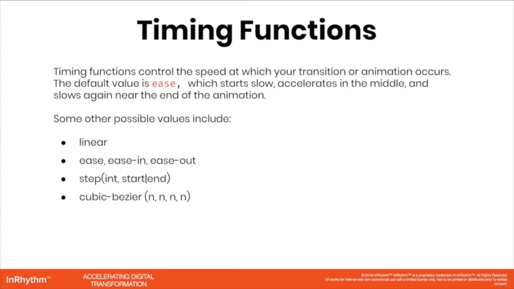again at the end of the animation or transition. Another common value is linear, which, as you might expect, has a constant speed throughout the animation. You can customize these timing functions quite a bit to achieve unique and interesting effects, so I encourage you to look into them if you're interested. There's a lot of useful tools online to help you choose the right function, and I'll include a link at the end of the slides.